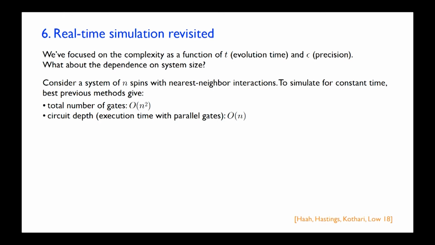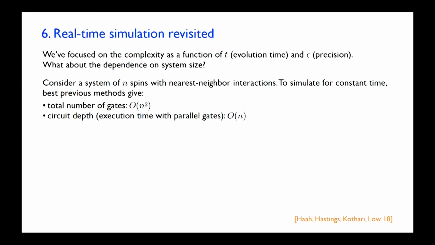So if you look at the complexity of the methods that I've described so far, and you look under the hood at what the complexity actually is as a function of the number of spins, what you find is that the total number of gates you would need to give such a simulation will grow like n squared. And if you look at the depth of the circuit, which is basically the amount of time it would take to do the simulation where you allow gates to be executed in parallel, then the complexity is linear. So the circuit depth is linear.